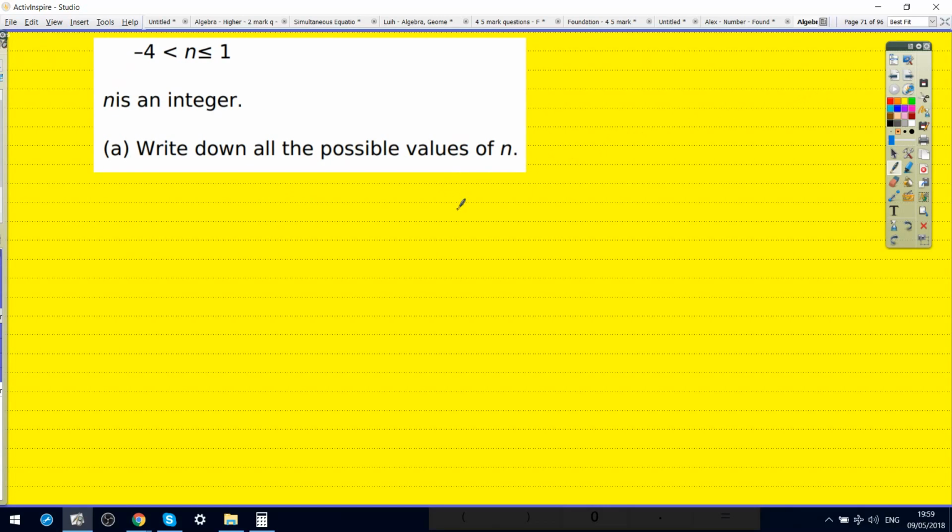So how about this one? Possibilities for n, that would be 1, 0, minus 1, minus 2, minus 3. Yeah, you've got it.